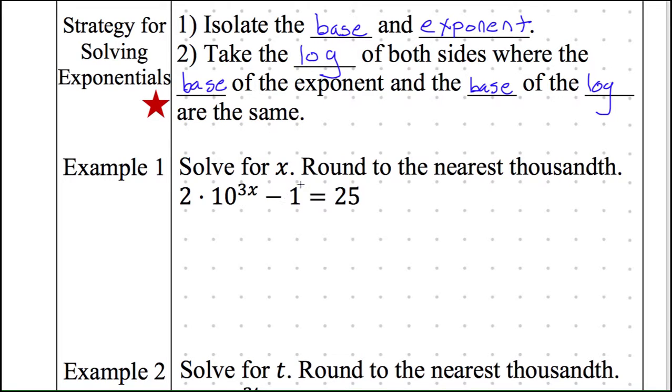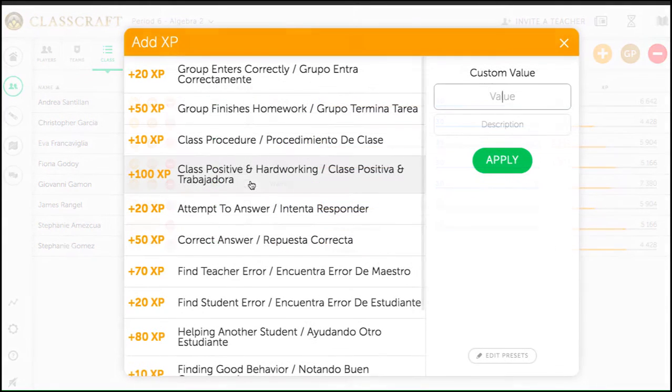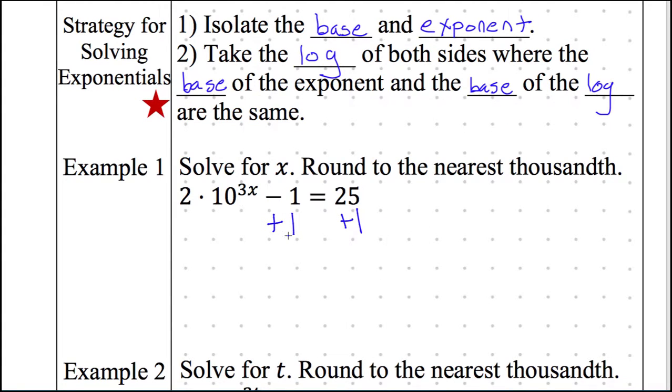So we're going to get rid of this -1 by doing what to both sides? Shout it out. Adding 1 to both sides, that's right. Add 1 to both sides. We'll give you all 100 XP, except for Chris. Sorry, Chris. And I'm left with 2 times 10 to the power of 3x is equal to 26.